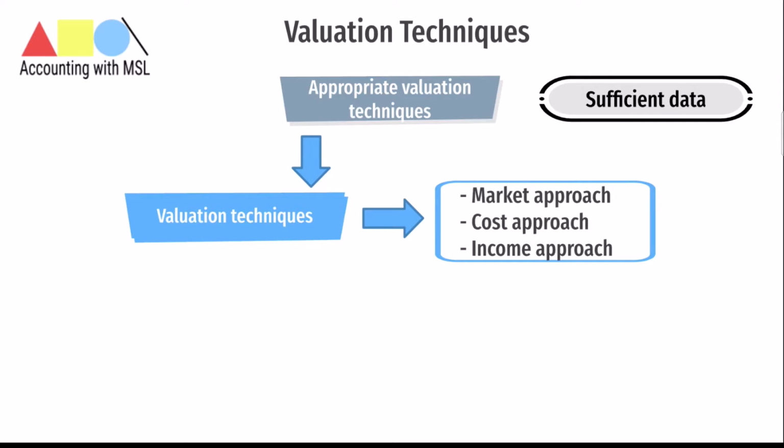The market approach uses prices and other relevant information generated by market transactions involving identical or comparable or similar assets, liabilities, or a group of assets and liabilities to arrive at fair value. The cost approach will reflect the amount that will be required currently to replace the service capacity of an asset. This is what you can call in accounting terms as the current replacement cost.